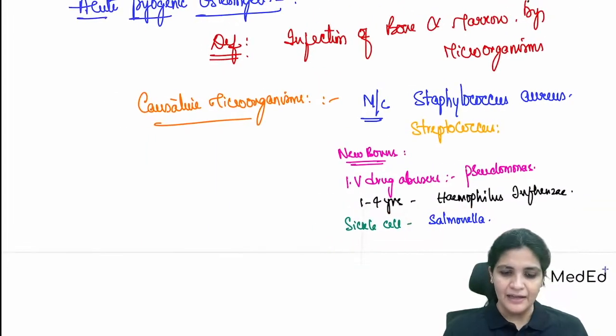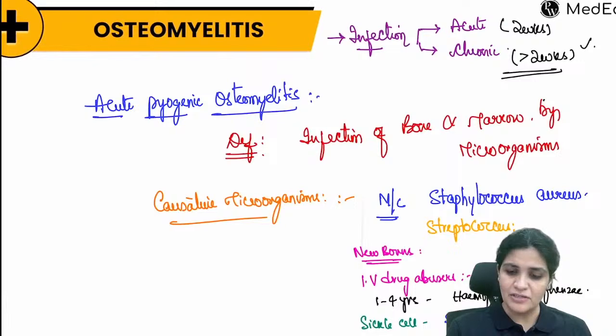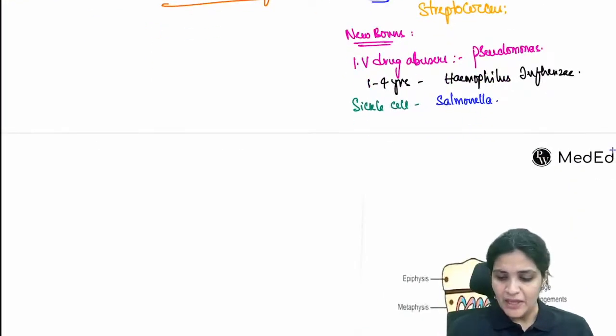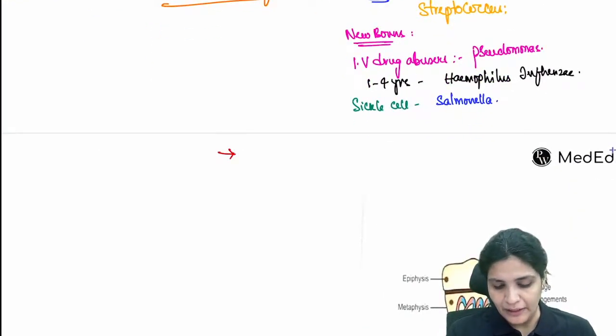Fine, is that clear? And now let us understand how these organisms enter our body. The organism enters our body always by the hematogenous route.